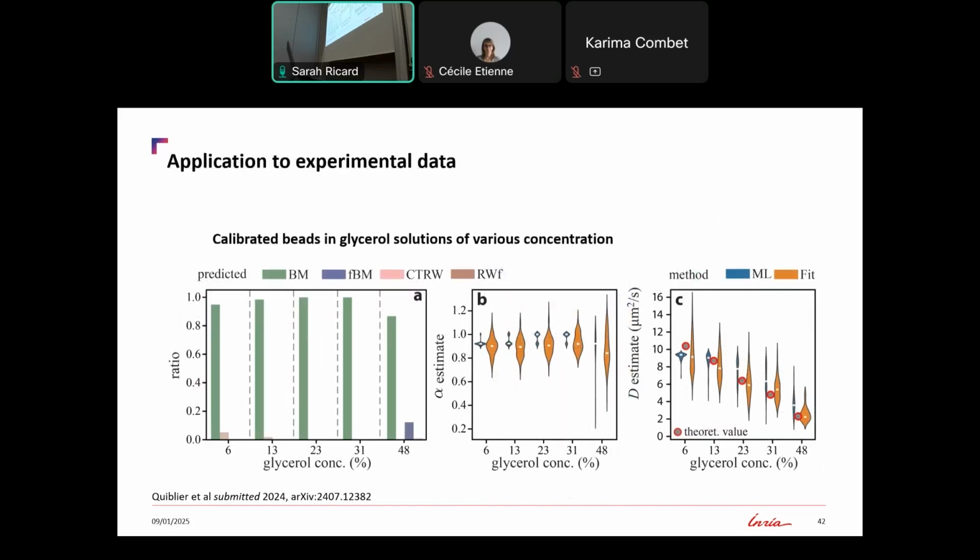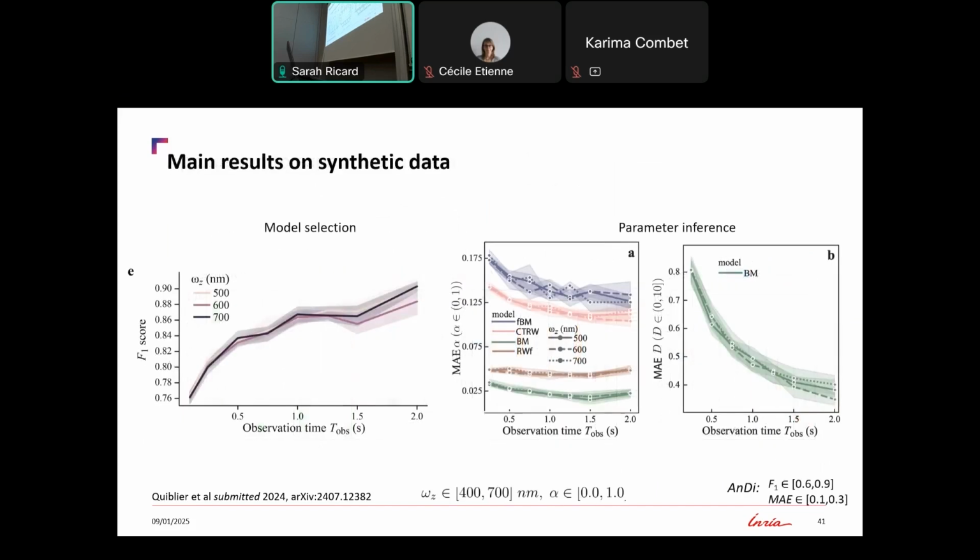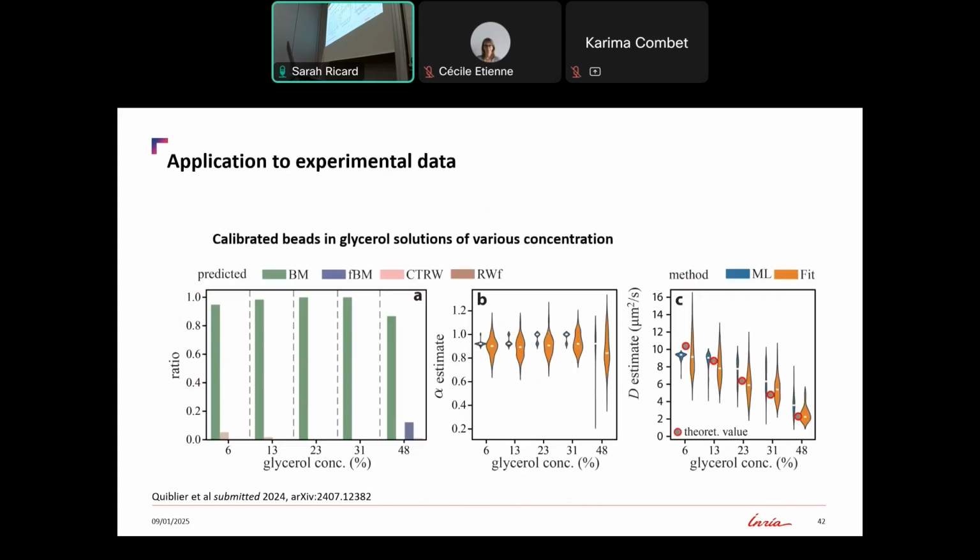Of course, this was based on synthetic data. We did this also on our experimental data to check that it was not completely silly, and it works. I won't go into detail on that. You can read the paper if you want.